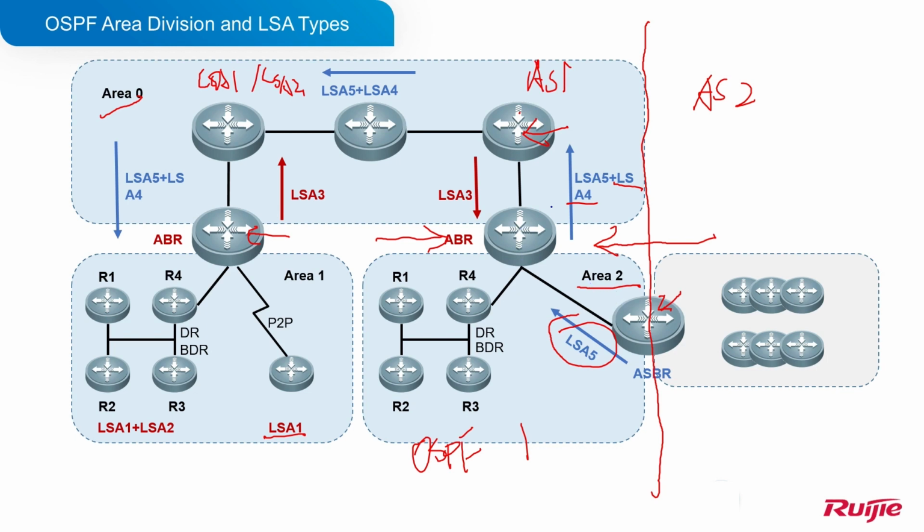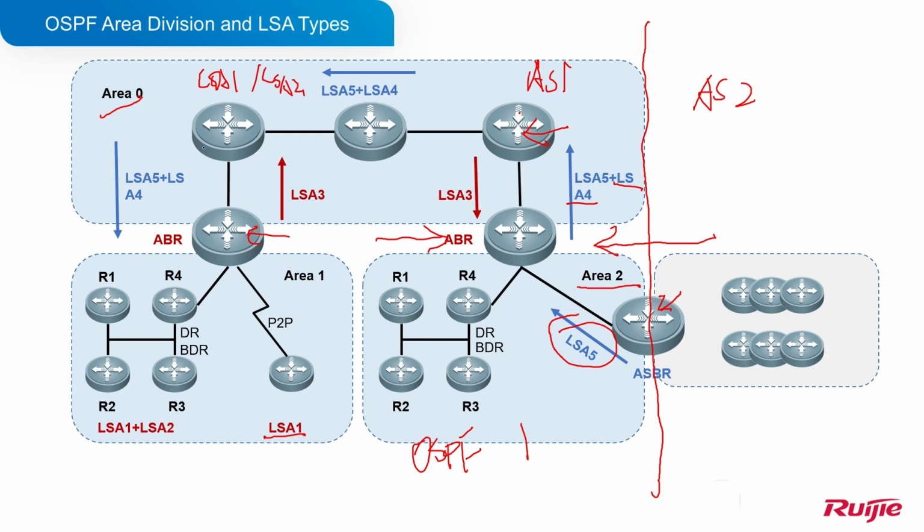So if we want to tell this device the location of our ASBR, we have to add the LSA 4, this type of information. Okay, so the ABR device transmits the LSA 5, and then we'll add the LSA 4 information to tell the location of our ASBR device. And then the device will transmit the LSA 5 and the LSA 4 information within this area.